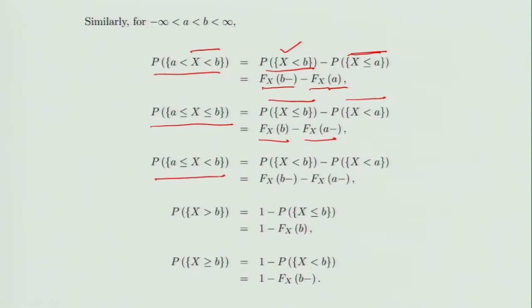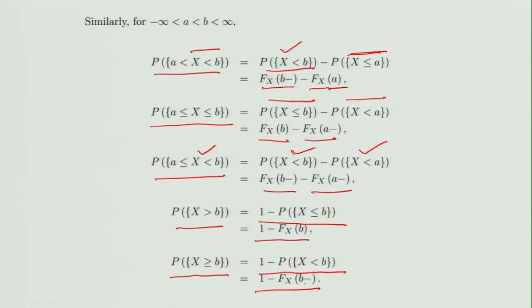Now let us consider this. This is the same as probability x less than b minus the complementary of this, which is probability x less than a, which is F(b-) minus F(a-). Probability x greater than b is the same as 1 minus probability x less than or equal to b, which is the same as 1 minus F(b). Probability x greater than or equal to b is the same as 1 minus probability x less than b, which is the same as 1 minus F(b-), because probability x less than b is F(b-).